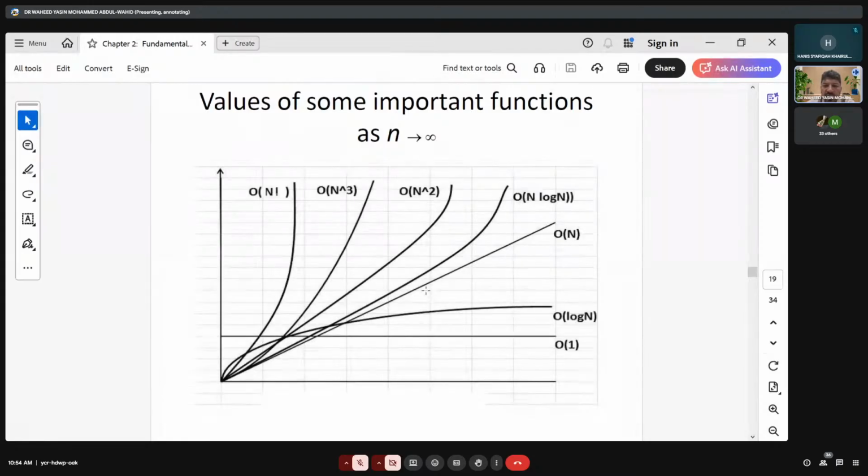So here this is the constant. This is O(log n). Here O(n) linear. This is O(n log n). Here O(n power 2). Here O(n power 3). Here O(n factorial). And we have also 2 power n. We didn't measure 2 power n here. Probably exponentials.